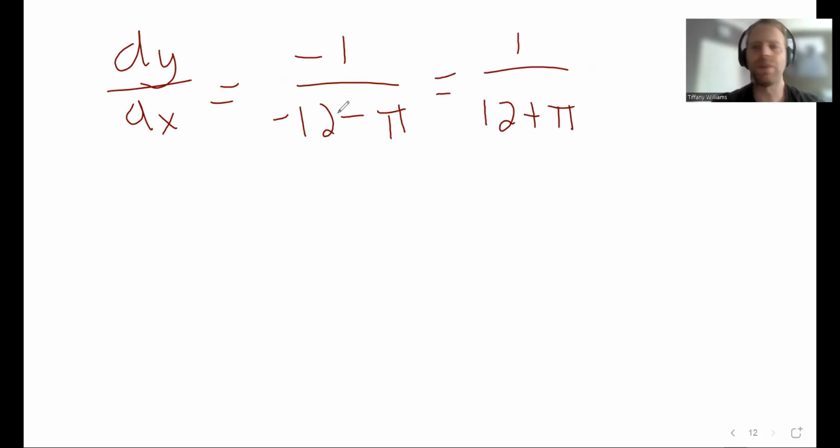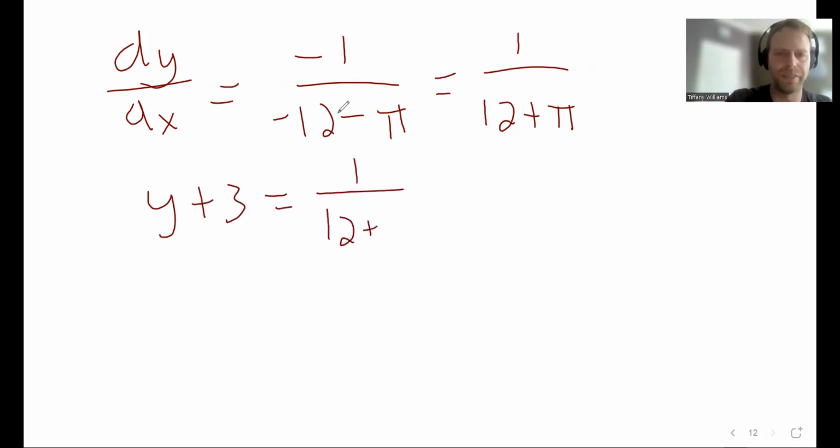All right. So now we get to the equation of our line. So let's put it into point-slope form. So it's going to be y minus negative 3, so it's y plus 3 equals our slope, which is 1 over 6 plus pi. And then in parentheses, x minus our x coordinate, which remember was 2. So we were at the point (2, negative 3). Okay. I'm going to distribute that 1 over 6 plus pi.